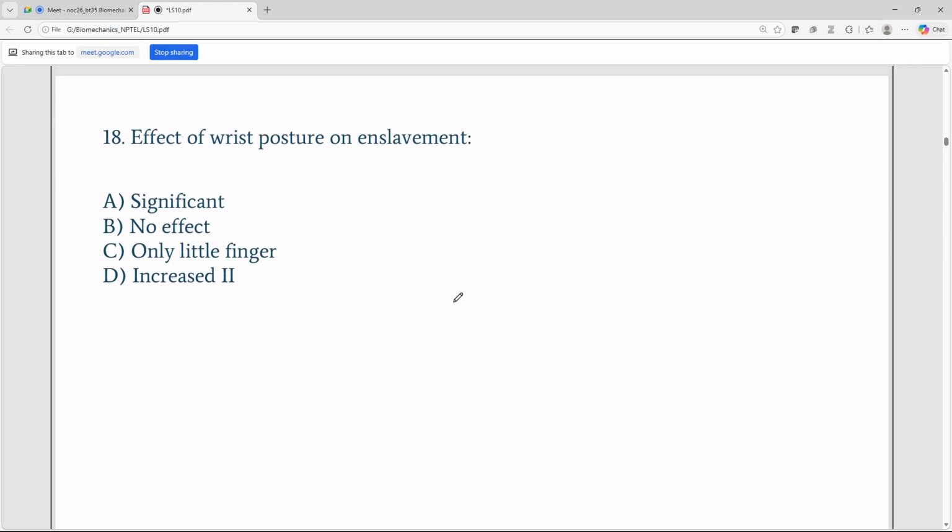Next question. It's also a repetition. The effect of wrist posture on enslavement. Option A, significant changes across all indices. Option B, they did not cause any change in the indices. Option C, only affected the little finger. Option D, only increased the individuation index. II is the individuation index.